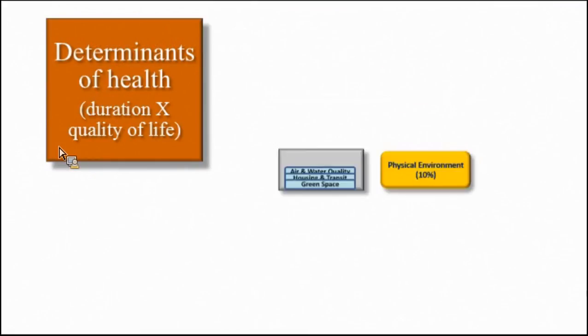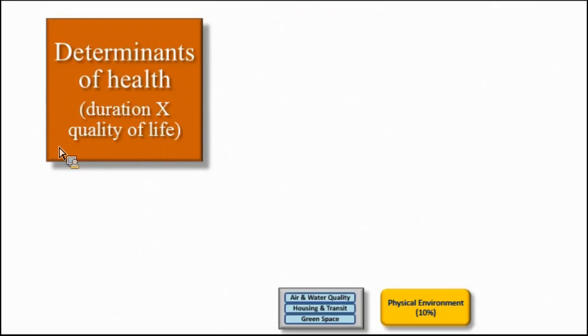So, what are the social determinants of health? This is a very nice study done by the University of Wisconsin Department of Population Health Sciences, called the county data matrix. If health outcomes are the quality of life times the quantity of life, or life expectancy, 10% are due to the physical environment, and those are things like green space, housing, transit, air quality, et cetera.